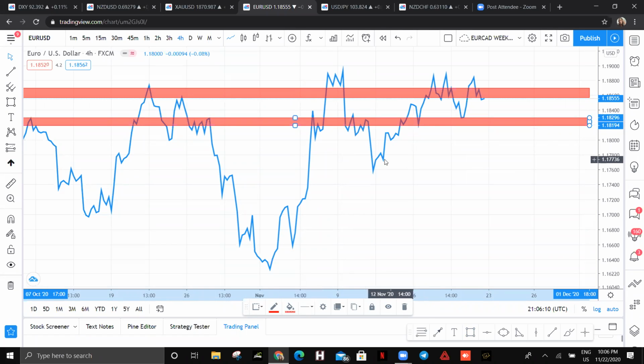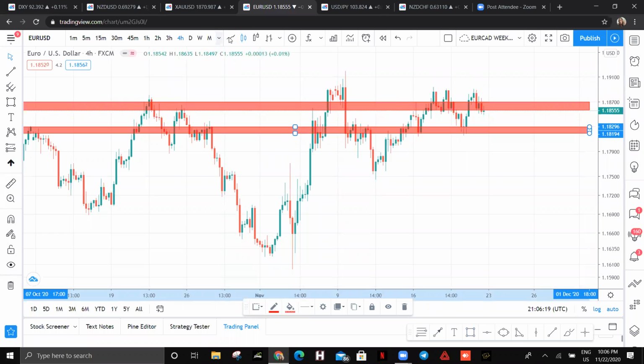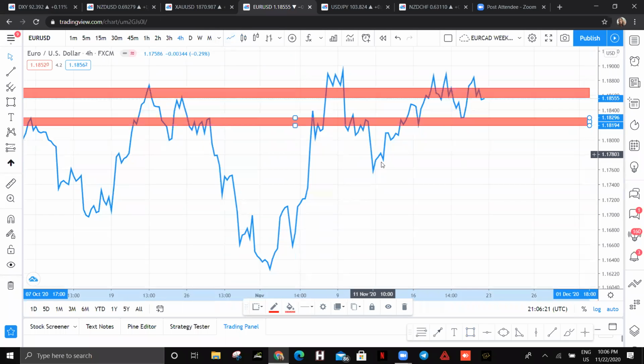Okay, you can see this is the next one here, which is from here to here. You can't pick this one, because if I change it from line chart to candlestick, you see that price actually reacted to that one. So if I change it to line chart, the next one here is this one from here to here.